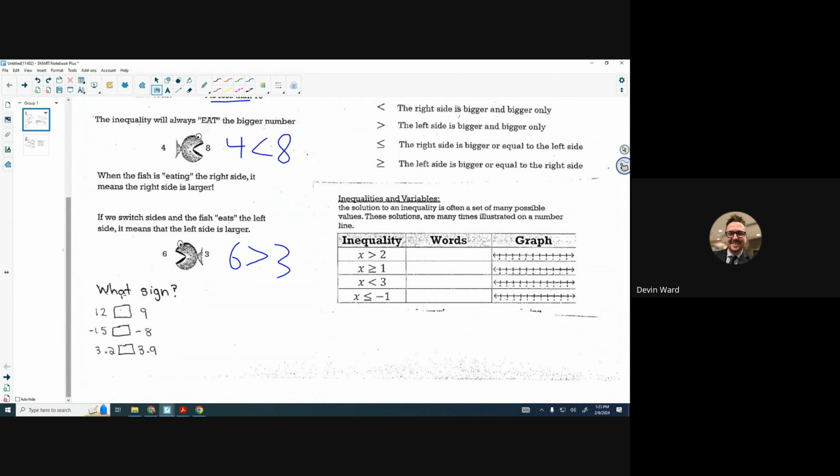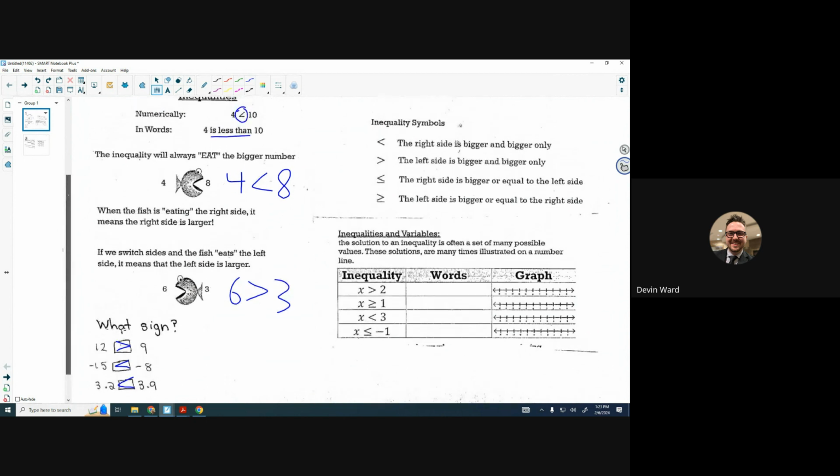So here I have 3 examples that I found on the web. We have 12 and 9. The bigger number is 12, so I'm going to open up this way. Now I have negative 15 and negative 8. They're both negative, so the more negative you get, the smaller the number. So negative 8 is actually bigger than negative 15, so it's going to open up that way. And we have 3.2 and 3.9. They both start with 3, so they're the same in that sense, but 0.9 is bigger than 0.2, so it's going to open up that way.